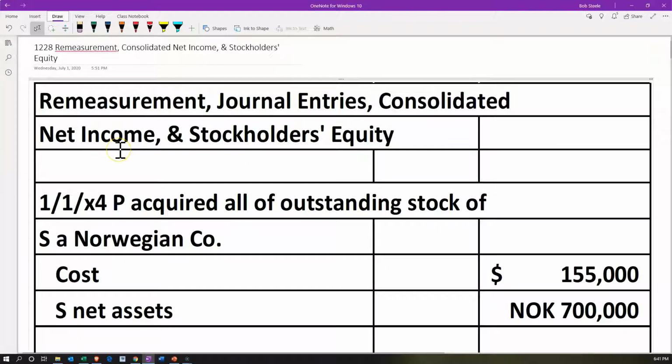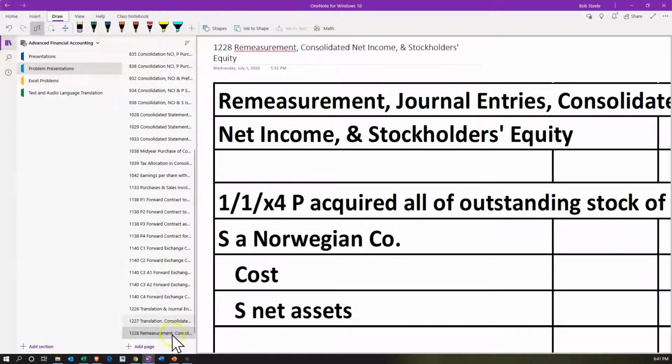Here we are in OneNote. If you would like to follow along in OneNote, you're not required to, but if you have access and would like to, we're going to be in the 1228. It's going to be the remeasurement, consolidated net income, and stockholders' equity. We're in the tab problem presentations.